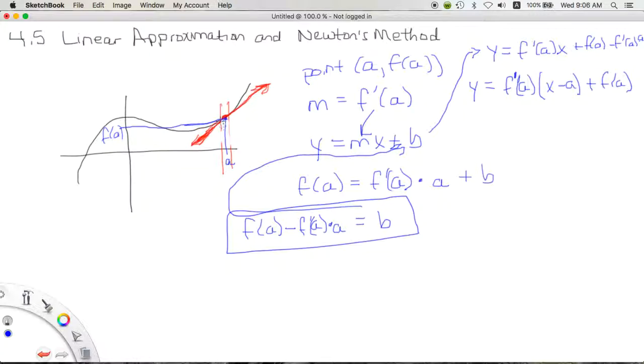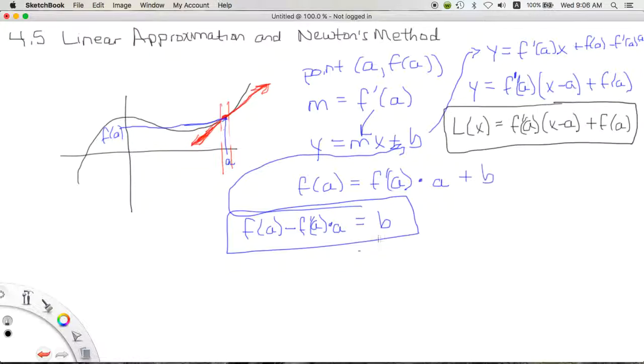So if we're looking at just this very small area around a, we can approximate our function by this line, and it is called our linear approximation. We label it L of x equals f prime at a times x minus a plus f at a. So this is our linearization formula.